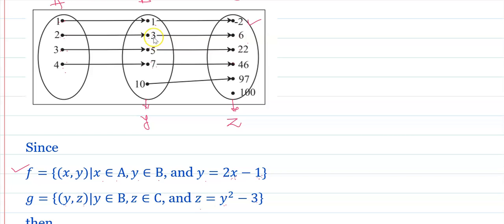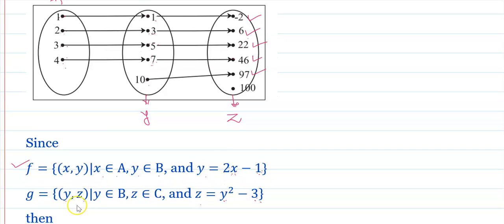Next, the square of 3 is 9. 9 minus 3, you will get 6. Next, square of 5 is 25. 25 minus 3, z is defined like this. 25 minus 3 means 22. Next, z is equal to y square minus 3, that is 49 minus 3. You will get 46 in this way. Again, there is one more number. 10 is not related to the set A, but 10 is related to the set C. Again, that is 10 square minus 3. 10 square means 100 minus 3, and that is equal to 97. Okay, and in this way, f is defined and g is defined.